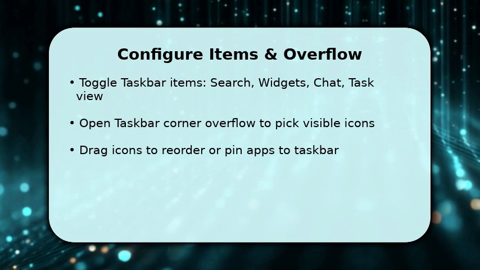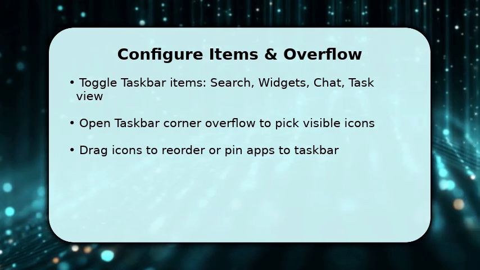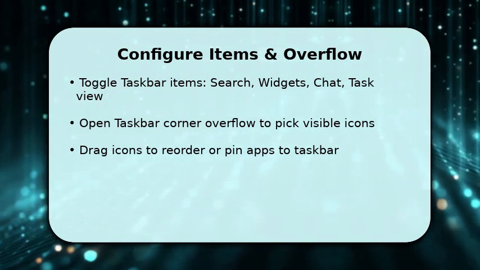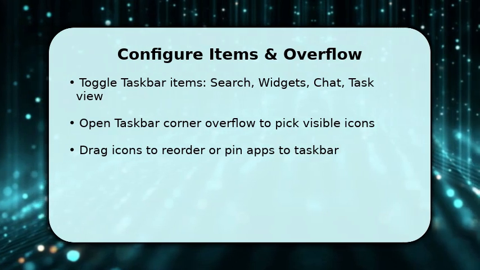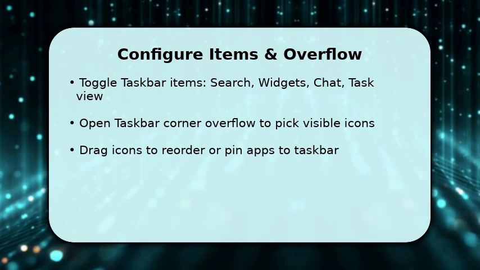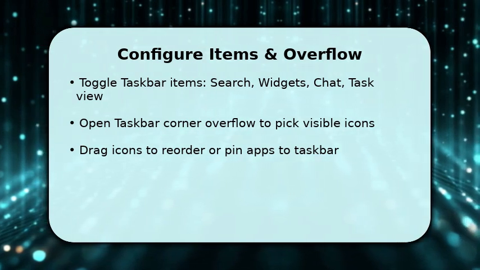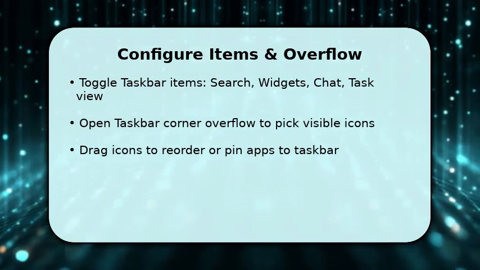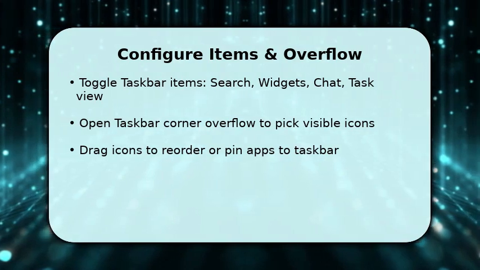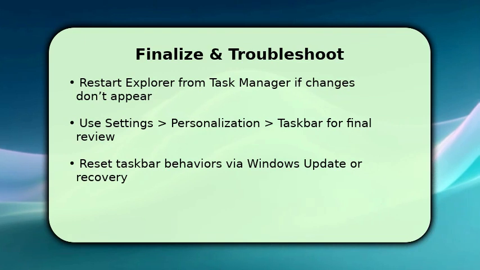You can also drag running app icons to reorder them, or right-click apps and choose Pin to Taskbar to keep them visible. This step customizes both persistent and active windows for immediate access. To finish, review your choices in Settings, Personalization, Taskbar and confirm the arrangement looks right.